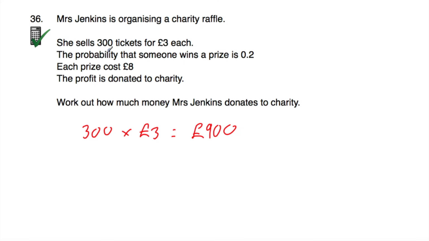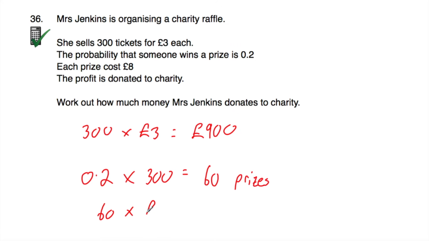So we're told that the probability that someone wins a prize is equal to 0.2. So if we do the probability of someone winning a prize, which is 0.2, by the number of tickets sold, which is 300, if we do 0.2 times 300, that's going to be equal to 60. So that means there's going to be 60 prizes. And each prize costs £8. So if we do 60 times £8, that'll tell us the price of those prizes. And 60 times 8 is equal to £480. So it means the prizes cost a grand total of £480.